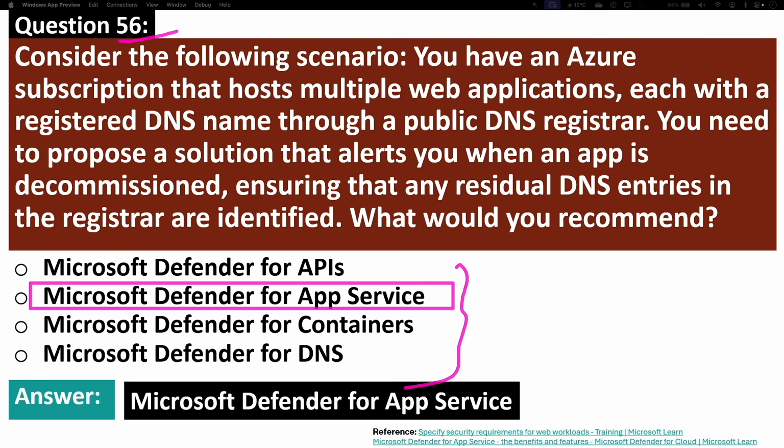Microsoft Defender for App Service is a security tool designed to protect your web applications hosted on Azure App Service. It helps detect and mitigate security risk by providing continuous monitoring and advanced threat detection. This ensures that your web application remains secure and that potential vulnerabilities are quickly identified and addressed. Some of the benefits of Microsoft Defender for App Service include threat detection, continuous monitoring, and actionable recommendations.